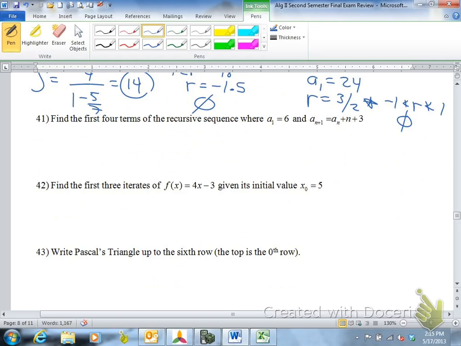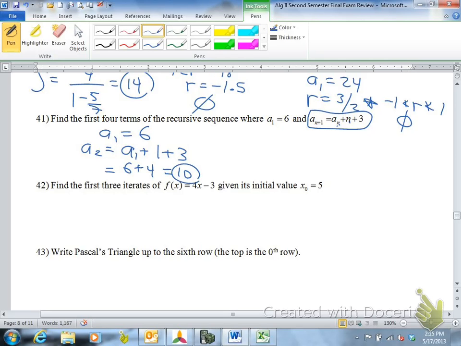Find the next 4 terms of a recursive sequence. You start with 6. And then this formula tells you to get the second term, A sub 2, you take the term before it, A sub 1, plus n. N is the same number as the position here. So it would be A sub 1 plus 4, so this would be 6 plus 4 is 10.